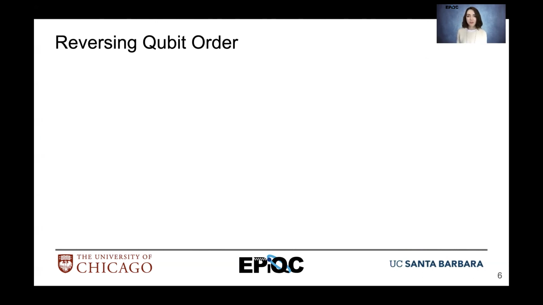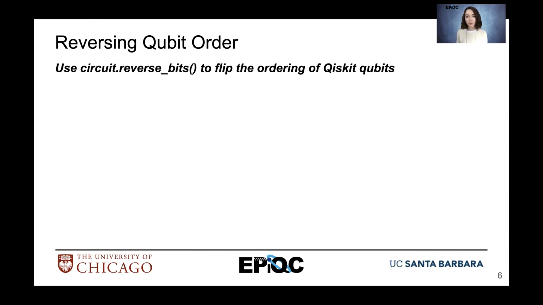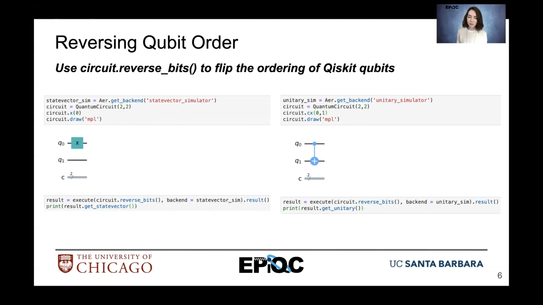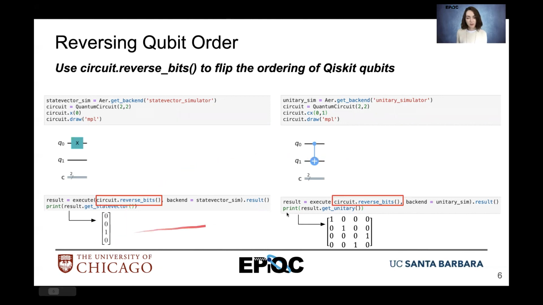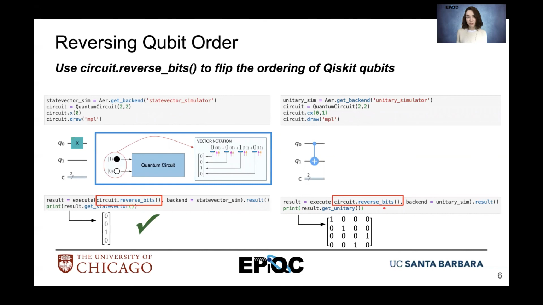If we want to reverse the order of our qubits within our Qiskit circuits, we can do so with reverse_bits. So here we have our two circuits that we built earlier, and when we reverse our bits, our new outcome is as we expect. It matches the conventional ordering that we would find in most quantum textbooks.